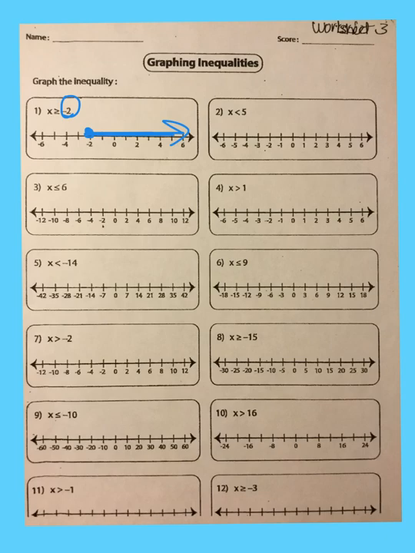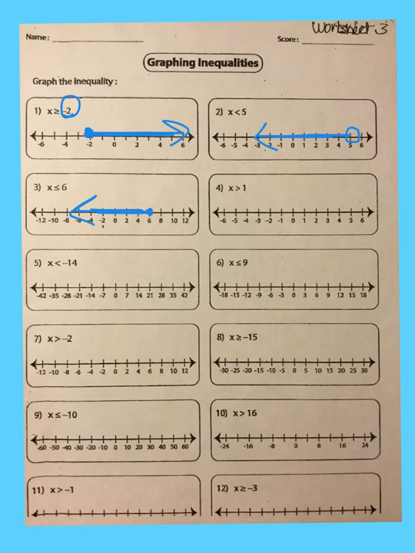Number 2, x is less than 5. Open dot because 5 is not included. 4 is less than 5, so I shade in that direction, and I put the arrow. X is less than or equal to 6, so this time it's a closed dot because 6 is included. And then 4 is less than 6, so I shade in this direction.